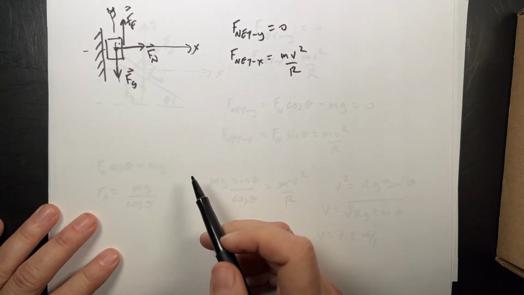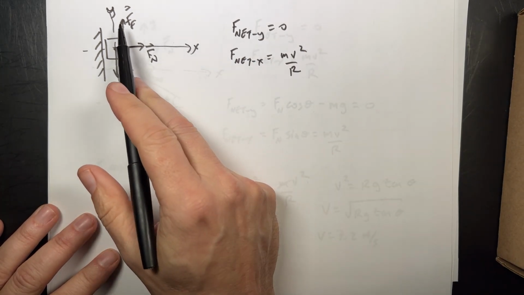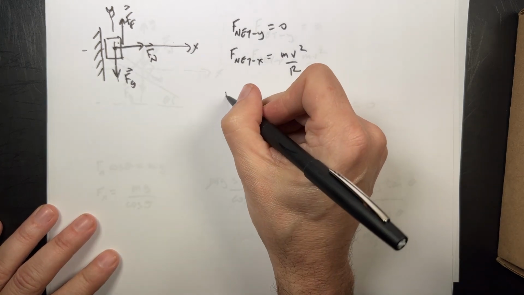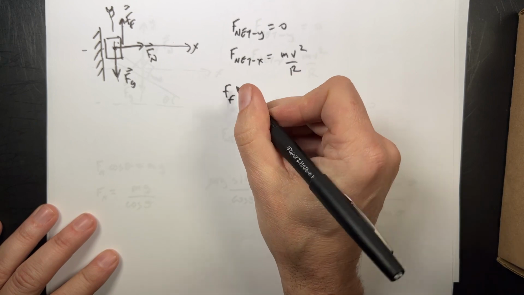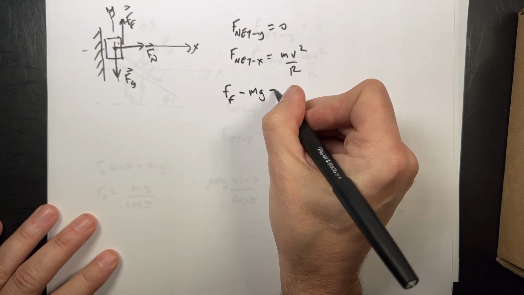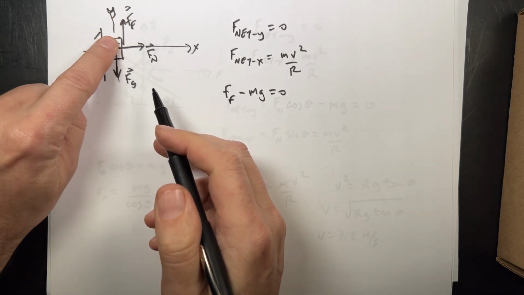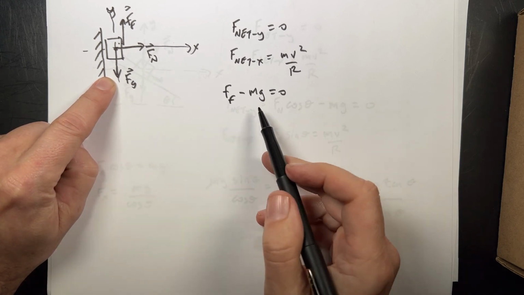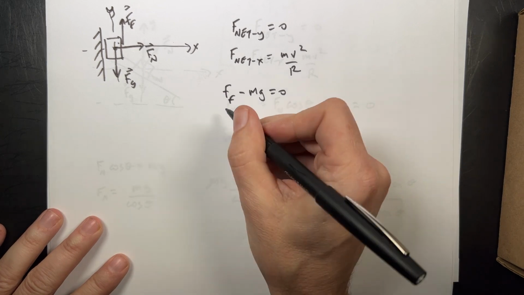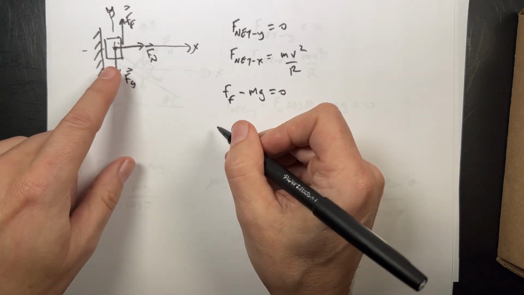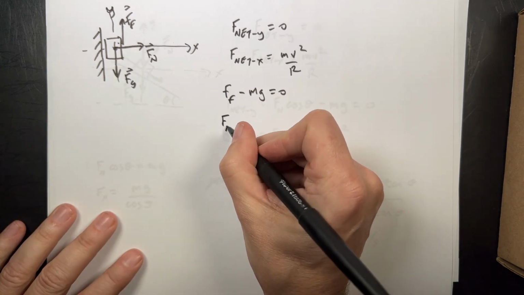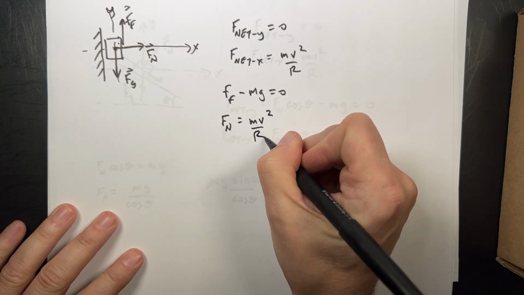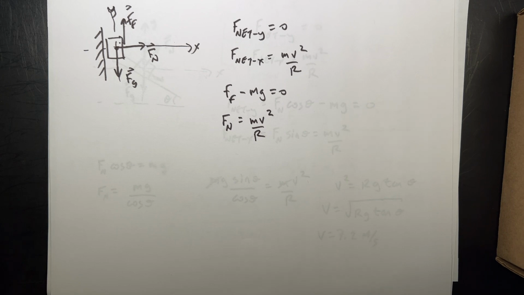So let's do the Y equation first. What forces are in the Y equation? I have the frictional force, and I'm going to use the maximum frictional force, but I'm just going to write it as FF, and then minus mg equals zero. So in this case, the frictional force and the gravity are acting in the Y direction, and that's it. And then in the X direction, I only have the normal force. So I have FN equals mv squared over R. And I want to solve for the velocity.